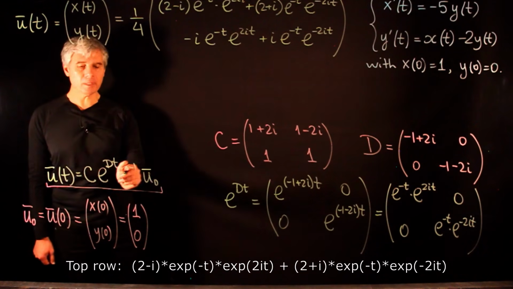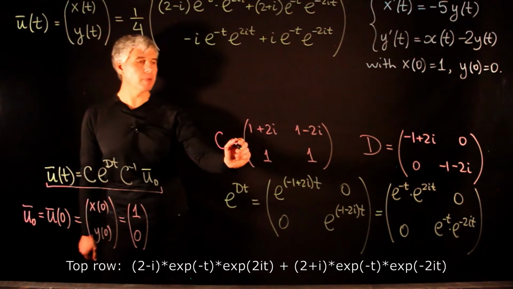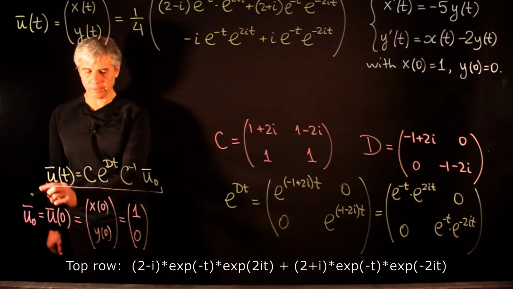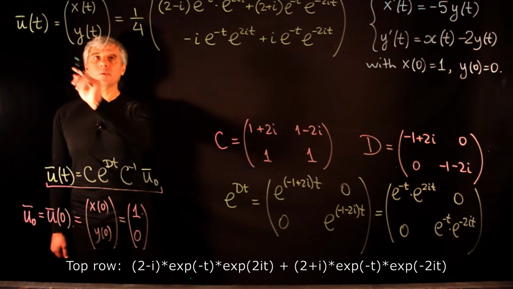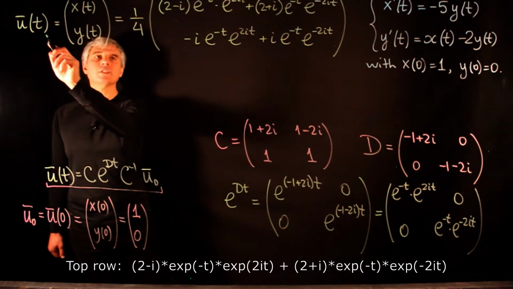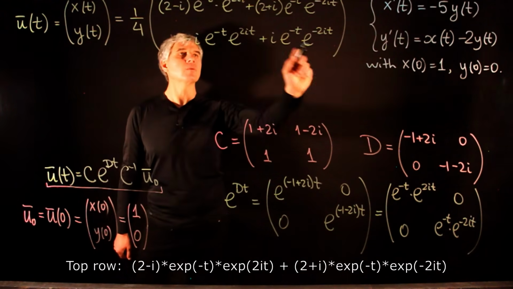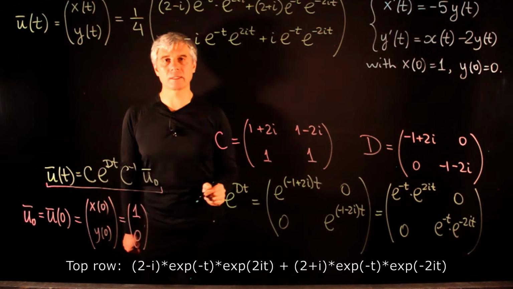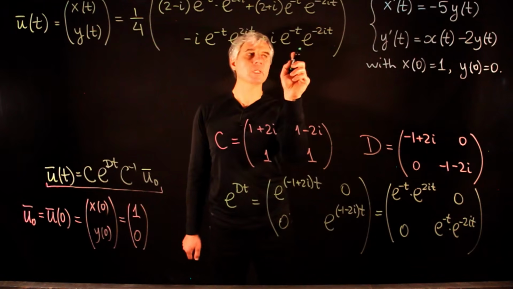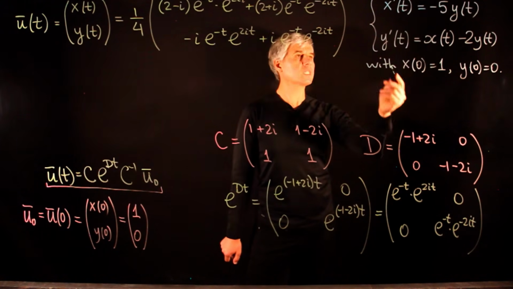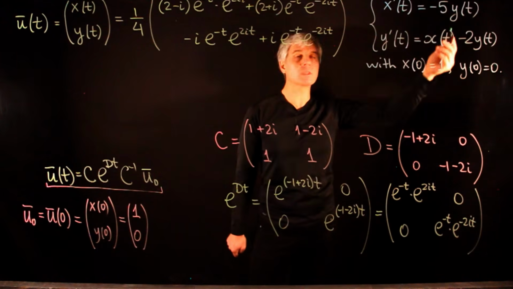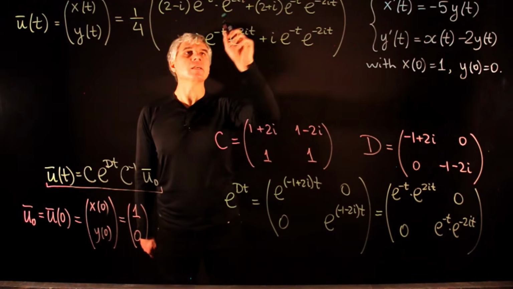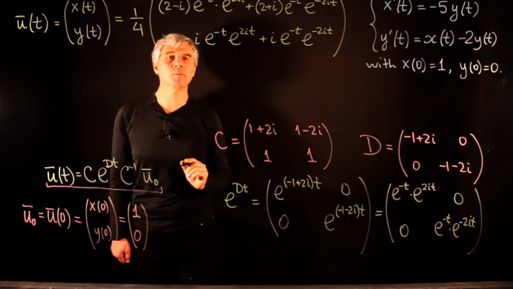If we put all the ingredients in this formula, so the matrix C, this exponential of Dt, and C inverse and this vector 1, 0, then we will obtain that our solution u of t is given by the following vector with these two complicated components. I leave the details of this calculation for you as an exercise. Well, it looks like we are in trouble here, because our original problem was completely real, so there were no complex numbers in this problem. So we don't expect complex numbers in our answer. Yet, as it is written here, there are lots of complex numbers that appear.